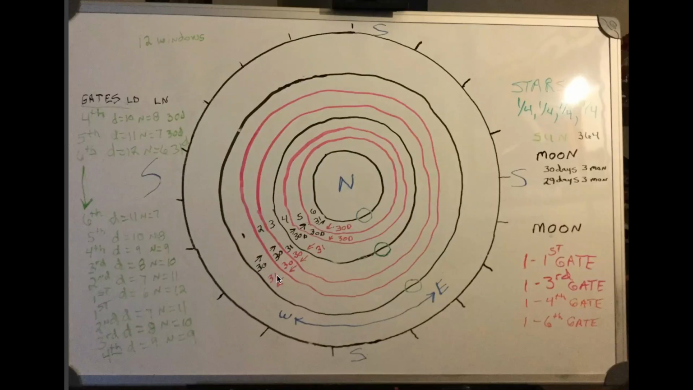Right now, our sun is in gate 1, proceeding into gate 2. Now you can see the lengths of days in gate 1: the days are 7 parts long and the nights are 11 parts long. And then in the winter solstice, the day is 6 parts long, and the night is 12 parts long.